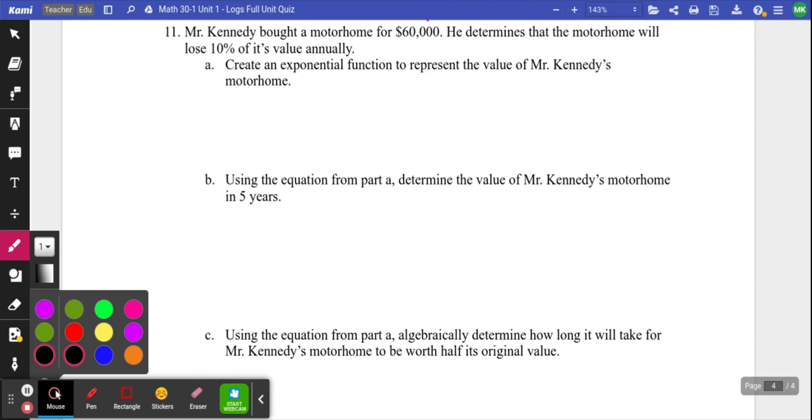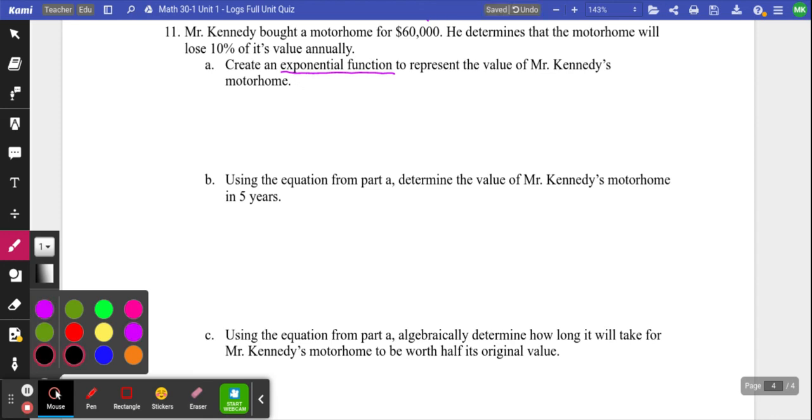So Mr. Kennedy bought a motorhome for $60,000. He determines that the motorhome will lose 10% of its value annually. So what that means is that my car is going to depreciate. It's going to go down in value, all right? Create an exponential function to represent the value of Mr. Kennedy's motorhome. All right, it tells you to create an exponential function.